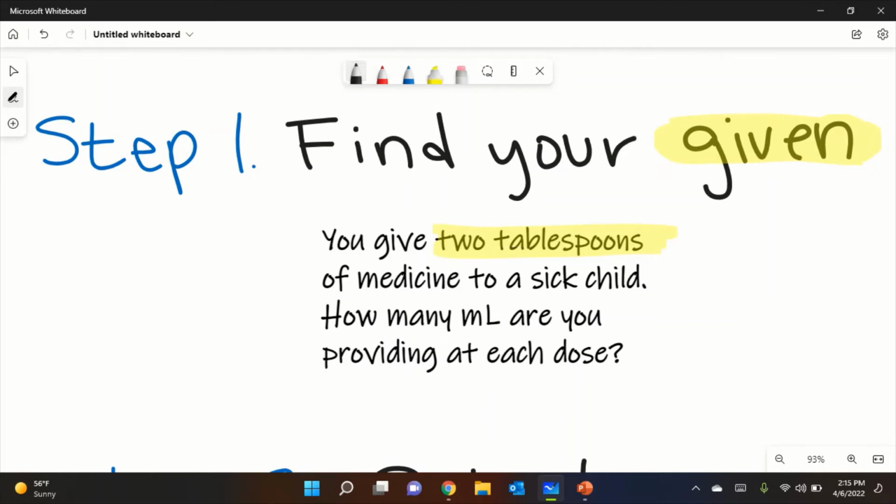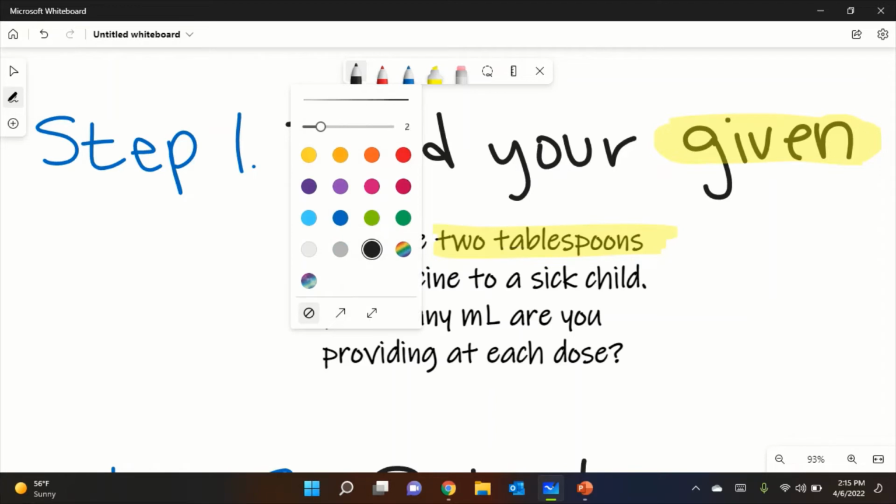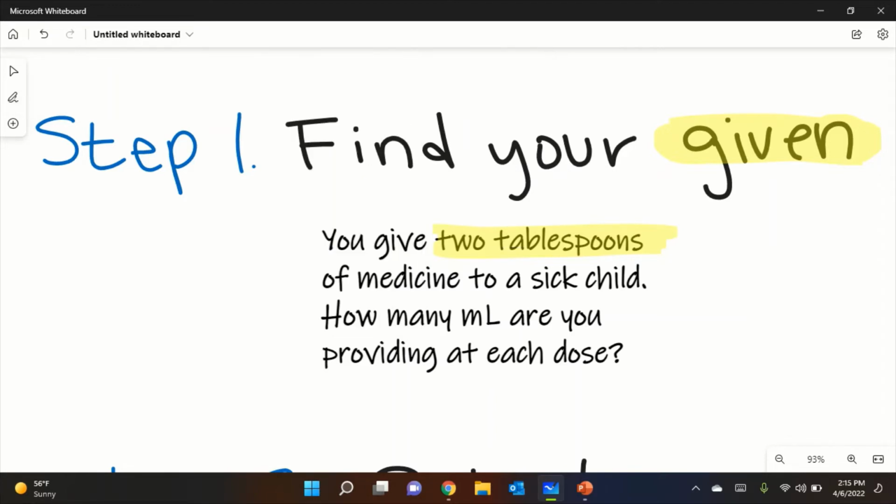We can actually rewrite this problem in a way that is more simplified. So we have 2 tablespoons and we want to know how many milliliters that is. This is a great way of simplifying your word problems. Just rewrite it in that fashion.